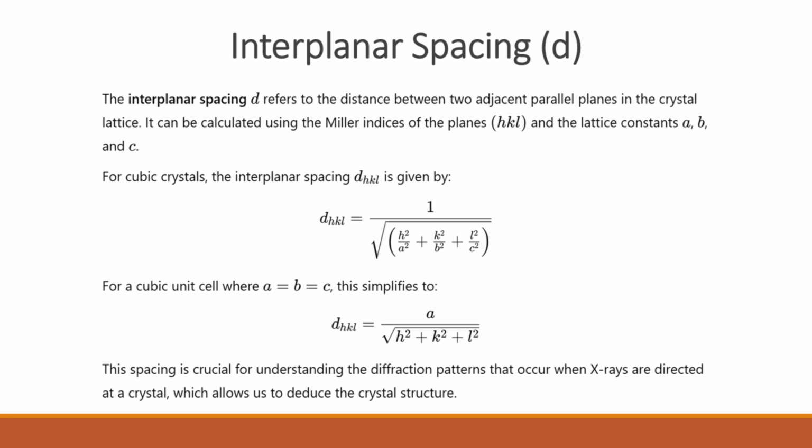For cubic crystals, the formula for interplanar spacing can be expressed as 1 divided by the square root of the sum of the squares of h divided by a, k divided by b, and l divided by c. In a cubic unit cell where a equals b equals c, this simplifies to a divided by the square root of the sum of the squares of h, k, and l.